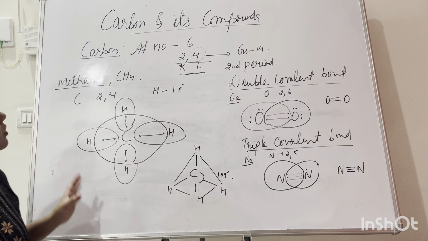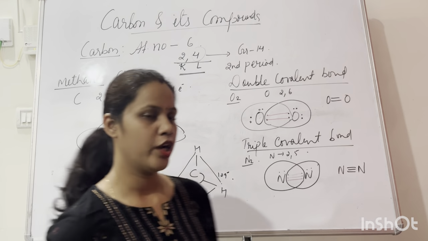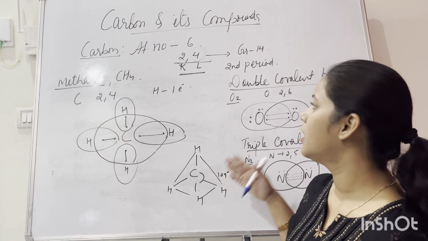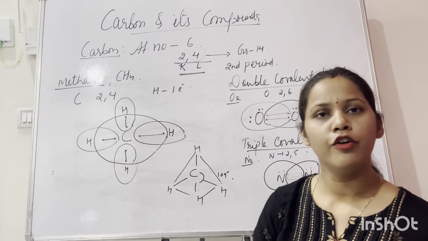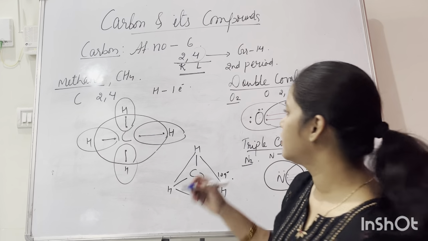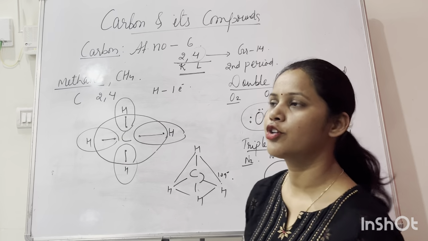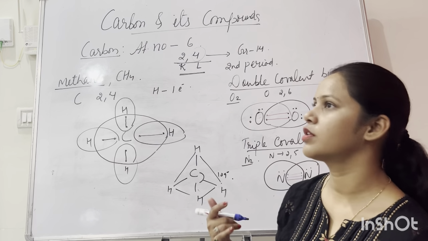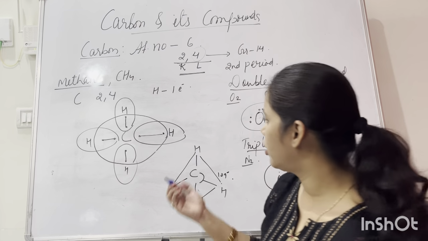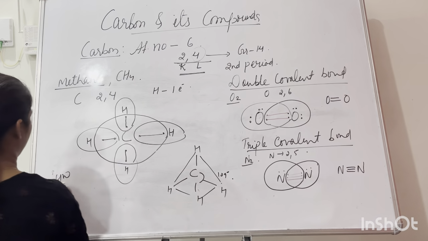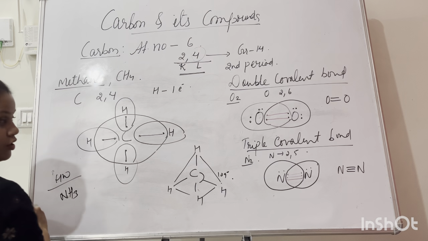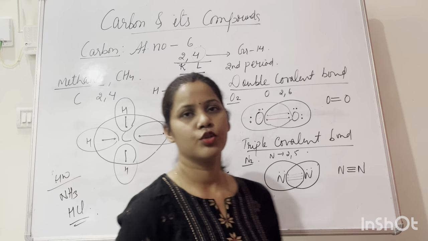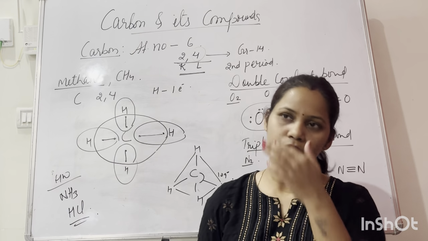So this is how we form a covalent bond. In this class, we have learned the special uniqueness of carbon and how covalent bonds are formed. For your practice, you can try the formation of other molecules by yourself, such as hydrogen fluoride. Your homework: try the molecule formation of ammonia and HCl by yourself.